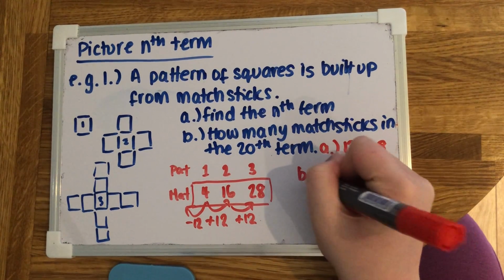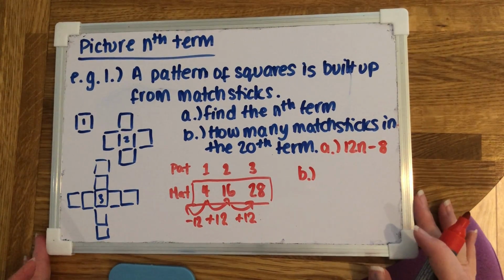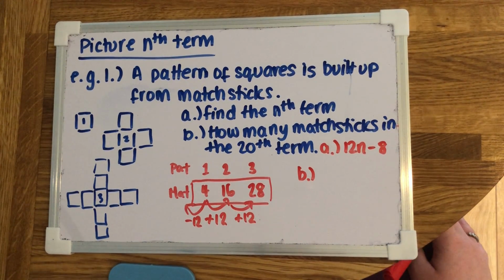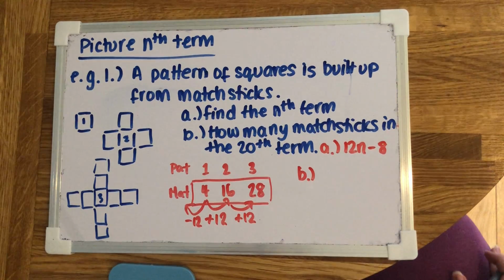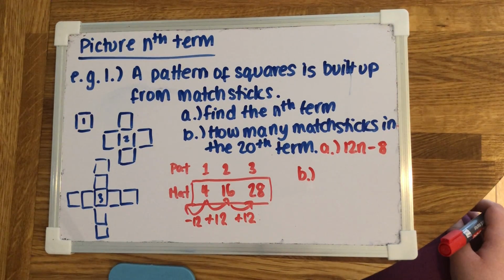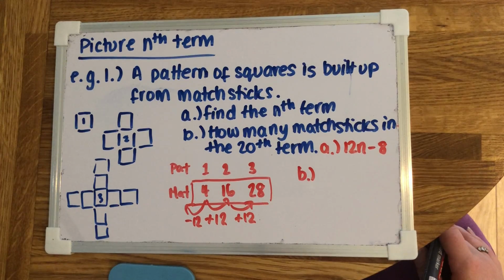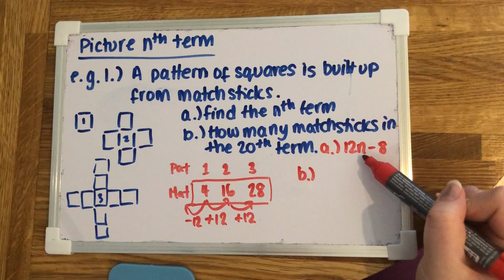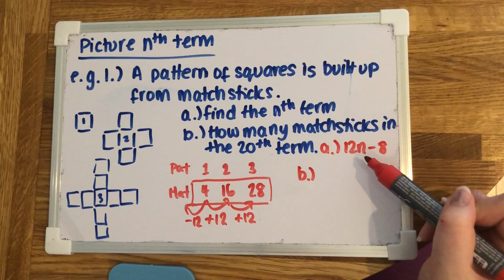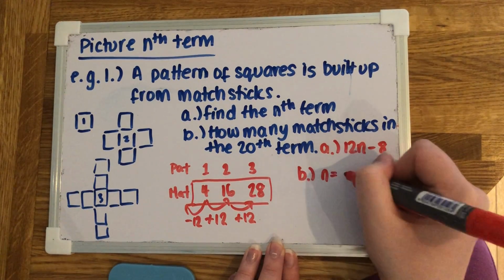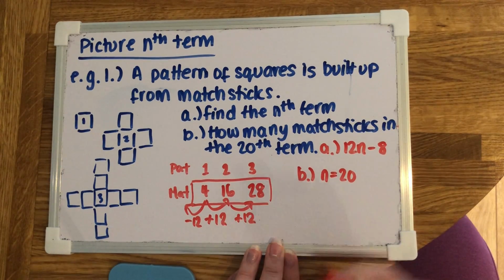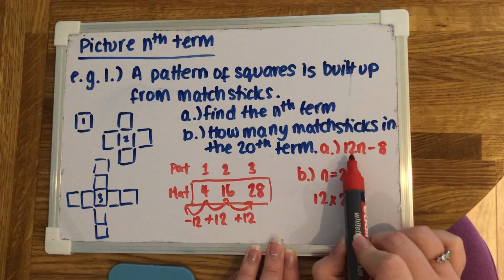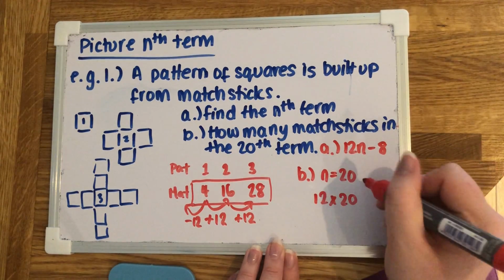Okay, part B. We have done these sorts of questions before where we've tried to find a certain term in the sequence. For this one, we're trying to find how many matchsticks we need for the 20th pattern, or the 20th term. So all we do is use our nth term, but replace the n value with 20, because we want the 20th term. So we do 12 times 20. Make sure that when you've got a number next to a letter, it means multiply.